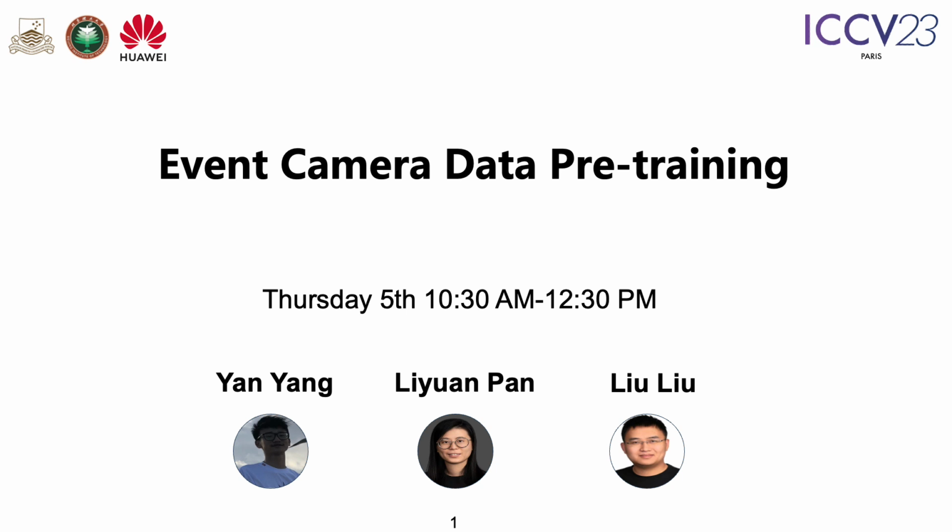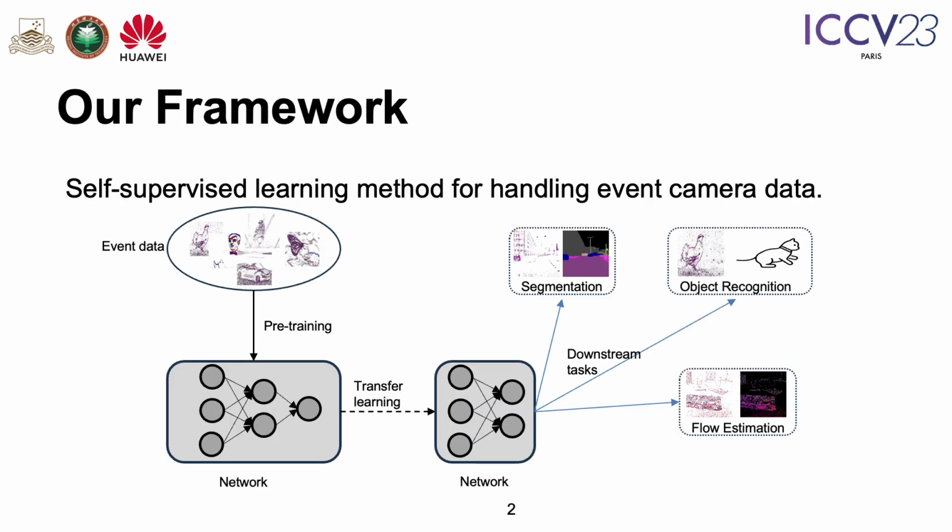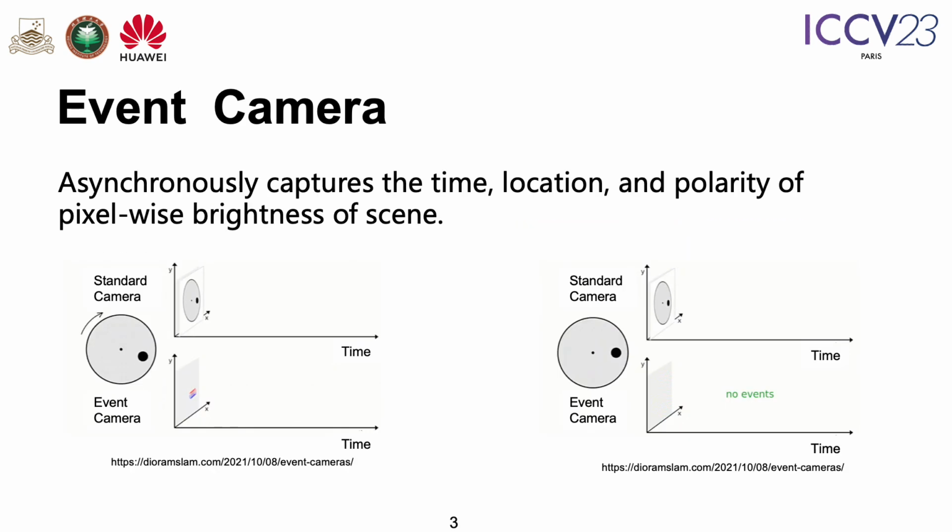Today I will talk about event camera data pre-training. The work is done with Li Yuanpan and Liu Liu. In this work, we study the problem of event camera data pre-training. Our model is pre-trained in a self-supervised manner. By pre-training on a large amount of unlabeled event data, one can simply transfer our pre-trained model to diverse downstream tasks to facilitate the model performance. For example, semantic segmentation, object recognition, and flow estimation.